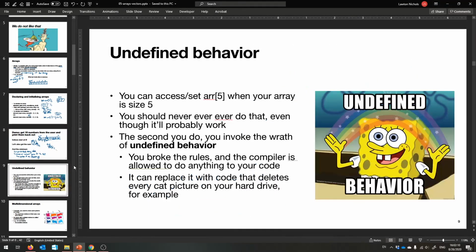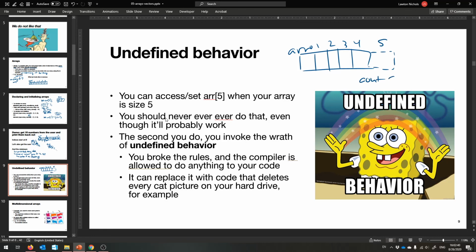All right, I think the last thing that I want to talk about today is this thing called undefined behavior. And arrays, this is the first problem with arrays, probably the most obvious problem. If I have an array and it has size 5, which means it has indices 0, 1, 2, 3, and 4, you can still ask it about index 5, which does not exist. You can say cout array at index 5. You can see into it as well.